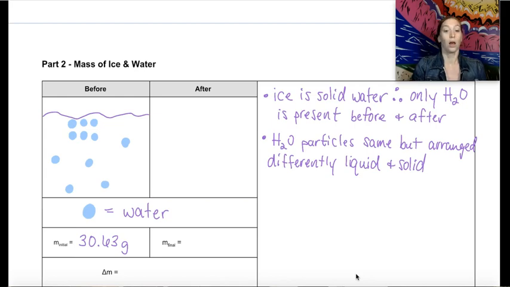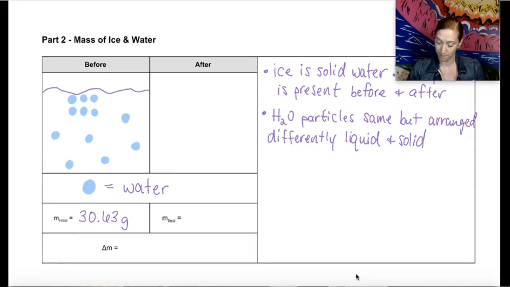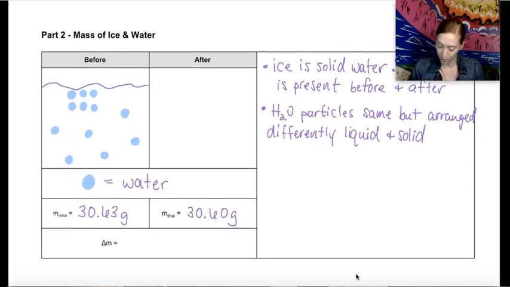Now, I've got 6 ice particles. I've got 6 water particles. I want to go ahead and write down my final mass, which was 30.60 grams. So if we take final minus initial, we're going to see that we lose 0.03 grams from the initial to the final mass.